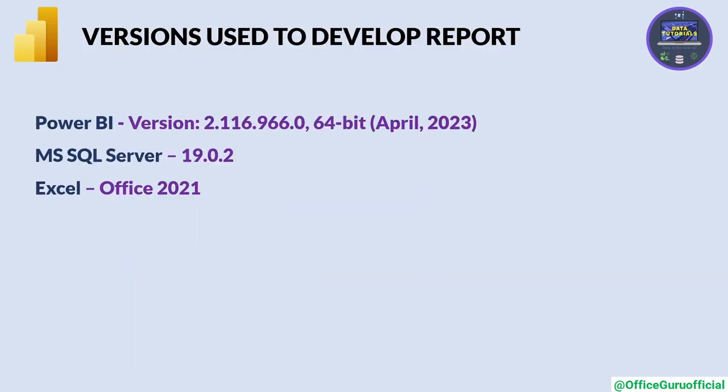And the version which we are using to develop this Power BI report is Power BI version 2.116.9660, which was released in April 2023. So I am using the latest version, and I am using SQL Server version 19.0.2, and the Excel version which I am using is Office 2021. Okay, so I hope you will be using the latest version, because there are some functions in Power BI which are not present in the old versions, and which I will be using in this particular video. All right.